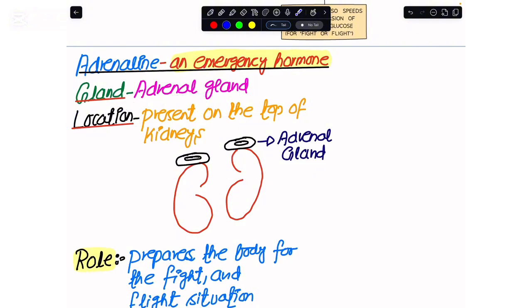The gland which is releasing this adrenaline is the adrenal gland, and if I were to take you to the location of the adrenal gland, it is lying on the top of the kidneys in our abdominal cavity. So here we have these kidneys, and on the top of the kidneys we have these adrenal glands lying here.